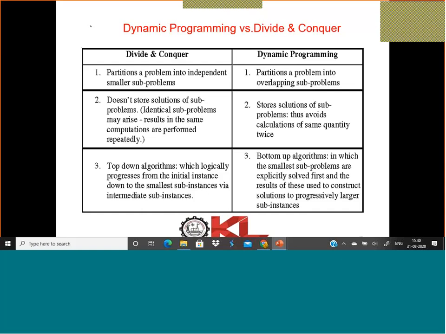But whereas in the dynamic model, first we look at the small problems, then we construct the main problem. From the smaller to the bigger problem we are going. Here it is from the bigger to the smaller problem. So both have a different approach and both are used to solve different problems. It is not that you can solve all problems using dynamic programming, as in divide and conquer. So divide and conquer problems are different and these problems are different.